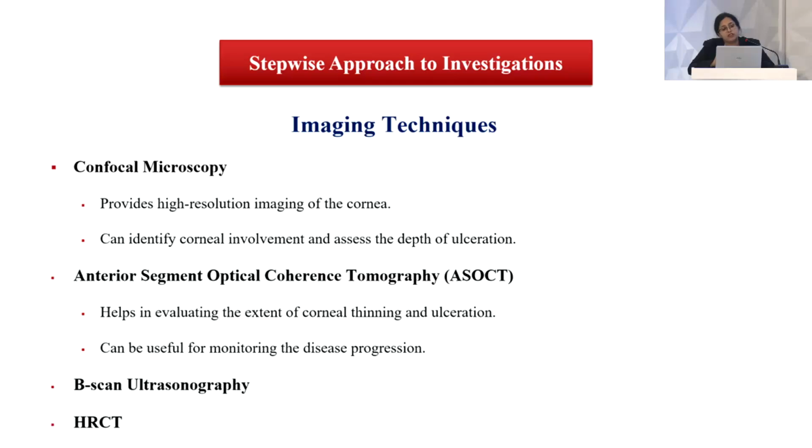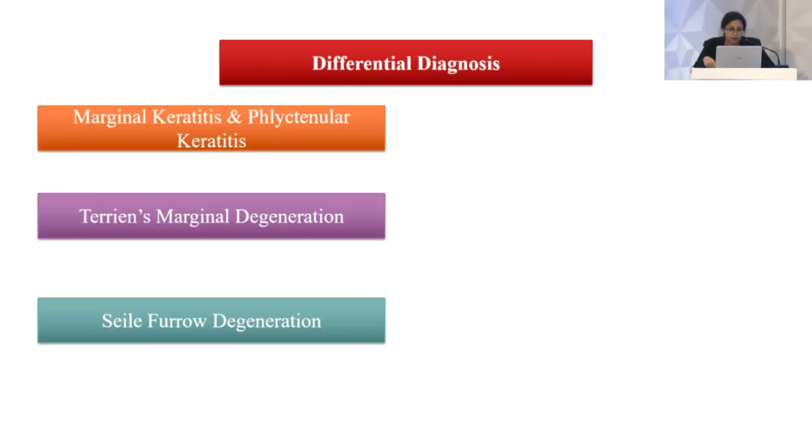These modalities will also be useful to monitor the disease progression, how it's healing, is there going to be an impending perforation. B-scan ultrasonography to rule out posterior scleritis as well as for a posterior segment evaluation. HRCT can be used to rule out sarcoid or tuberculosis or any malignancy.